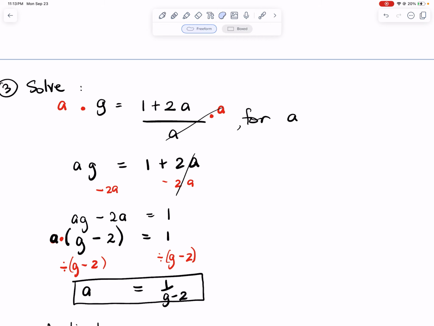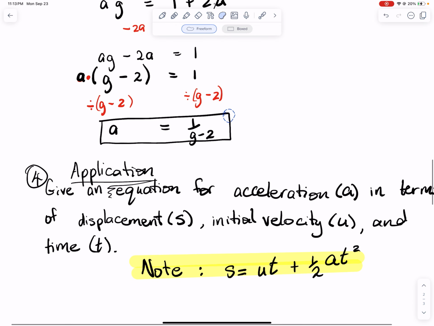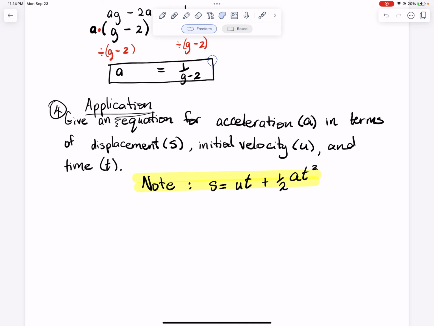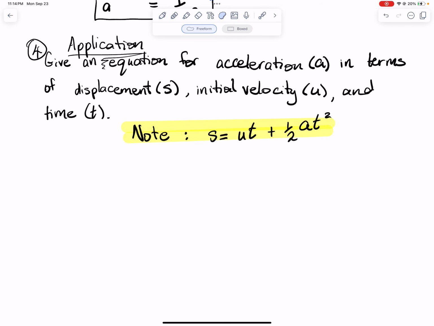All right, so one final question. I want you to see this being applied. So here we have an actual physics equation, and don't let that scare you. This is something that you'll see, and once you know how to manipulate these equations, you'll be able to rearrange them in a similar way. So in this question, you're being asked for a formula or an equation for acceleration, and that's A. So we need to get this A alone.